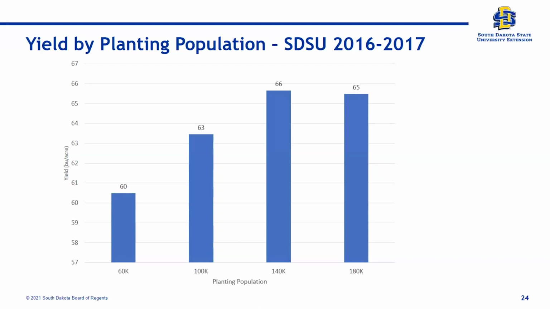So yield by planting date, you have 60,000 population in the very first bar chart, and then 100,000, 140,000, and 180,000. 100,000 is more than 60,000, 140,000 is more than 60 and 100. And then after that, it kind of levels out or plateaus. Your yield potential, or the response to planting population, plateaus right there, about 66, and you have 65 at 180K. And this is the average of 2016 and 17.